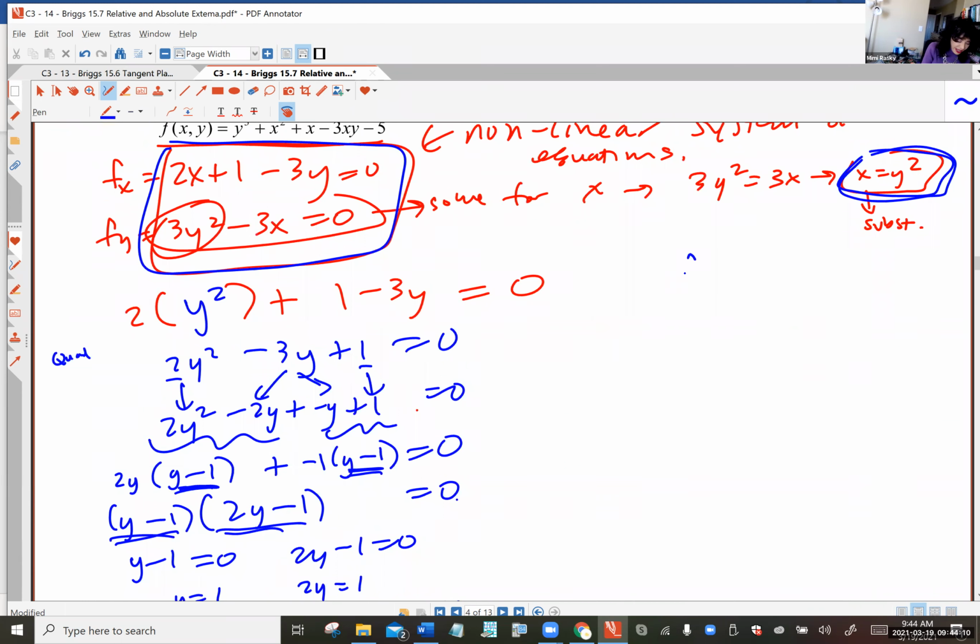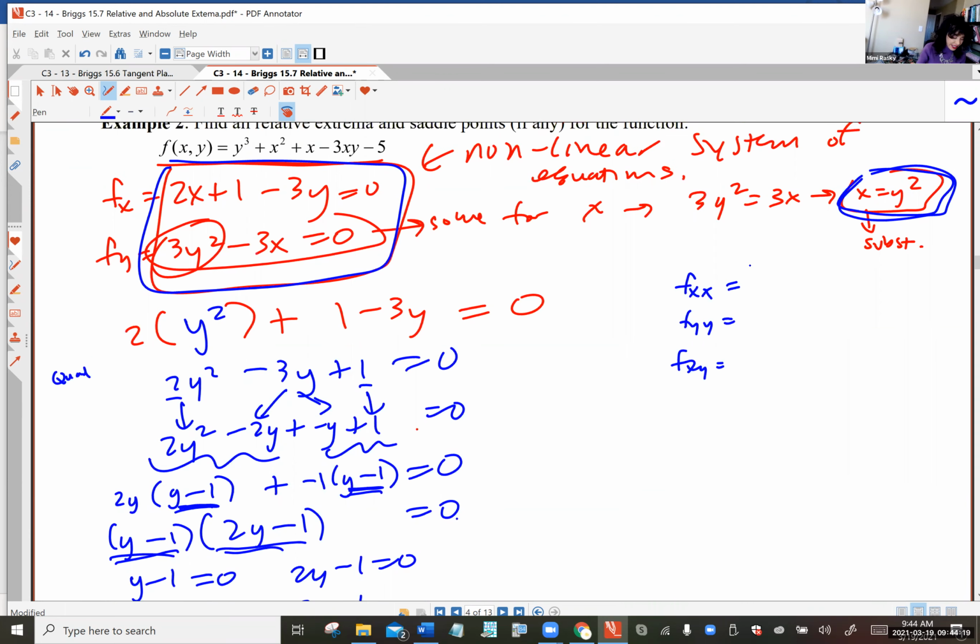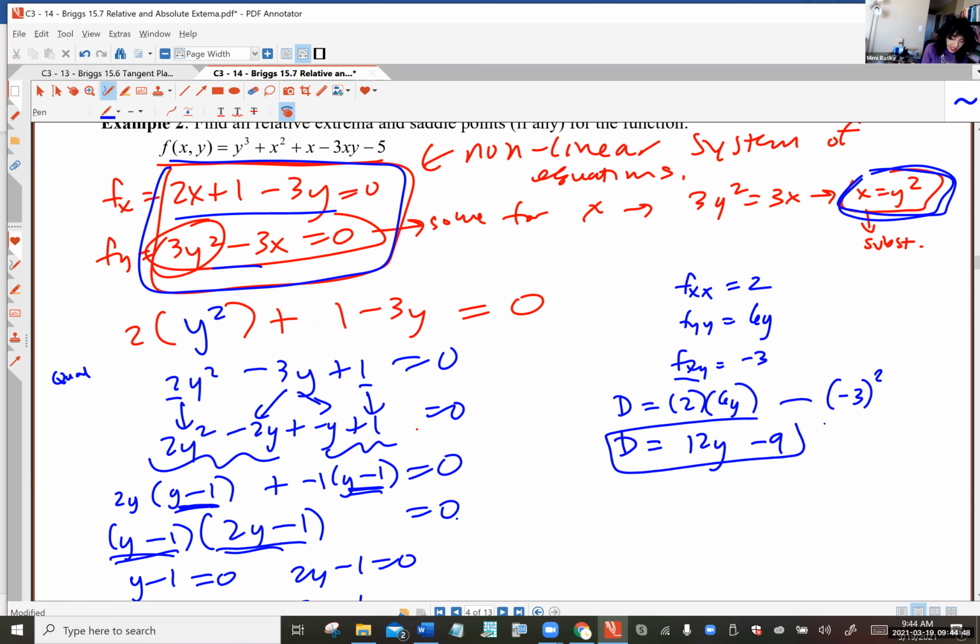So if we get fxx and fyy and fxy, and then we'll use those to create our D quantity, I get fxx, the derivative of fx with respect to x, is 2. The derivative of fy with respect to y is 6y. And the derivative of fx with respect to y is -3. So the D is going to be fxx, 2, times fyy, 6y, minus fxy getting squared. So if I write it a little bit nicer, it looks like D is 12y minus 9.